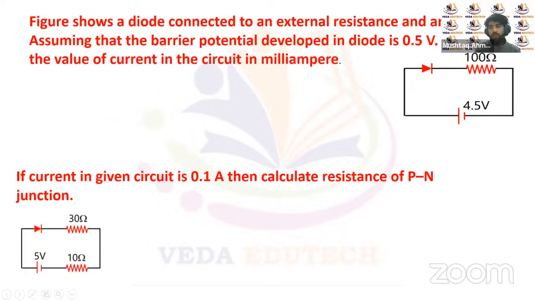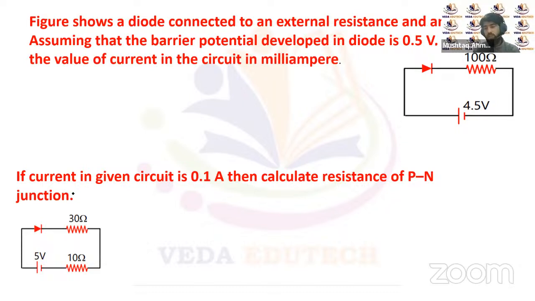Now let's try to solve questions based on the PN junction diode, right? In this figure, we have been given a diode connected to an external resistance and an EMF. Assuming that the barrier potential developed in the diode is 0.5 volt, right? It's given that the barrier potential in this diode is 0.5 volt. Obtain the value of current in the circuit in milliampere, right?